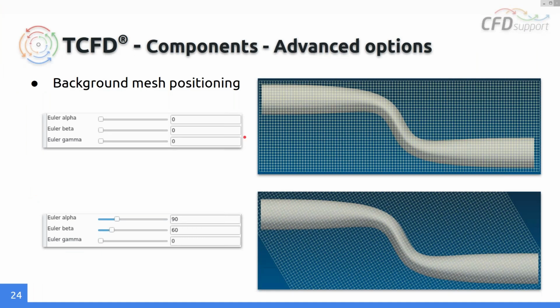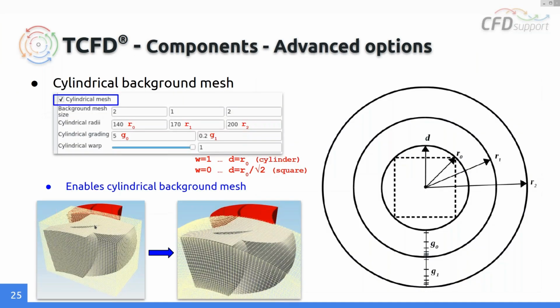So, an example of mesh positioning. You can also define a cylindrical background mesh based on simple parameters. The cylindrical mesh includes, let's say, 3 radii for the topology of the cylindrical hexahedral structured mesh. With the cylindrical radii you define cylindrical grading, for example, to create an inflation layer or boundary layer directly within the background mesh, and the cylindrical warp just changes the topology of the inner rectangle from a rectangle to a circle.